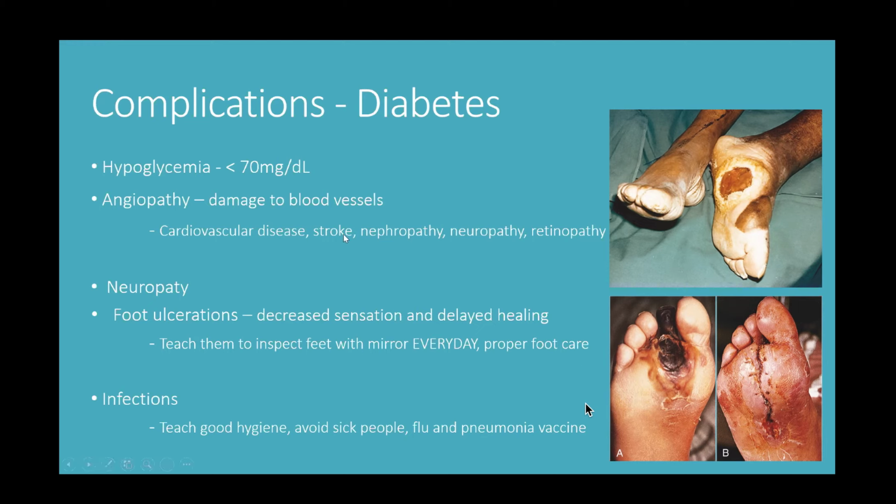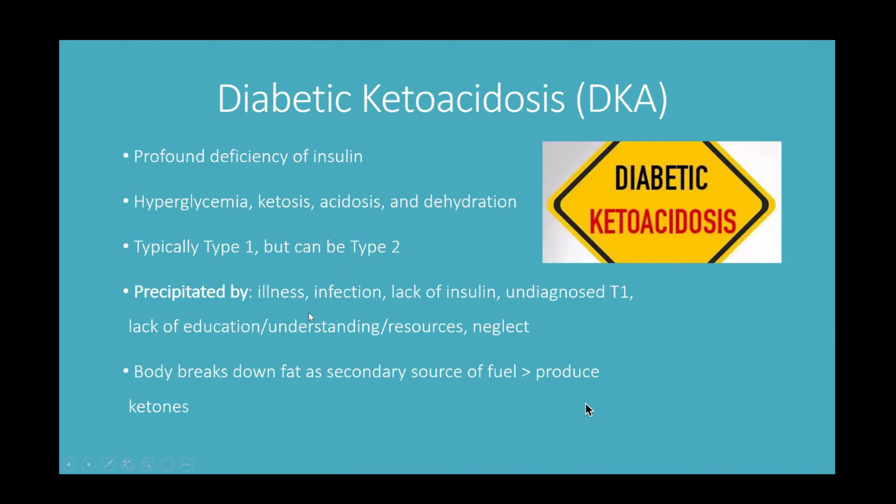And then just overall, they're at a higher risk for infection, again because they have higher sugar, and that's the kind of medium bacteria like. So we talk to them about preventive measures: flu and pneumonia vaccines, avoiding sick people, trying to stay out of public when we're having outbreaks, and then just good hand hygiene. Good hygiene overall.